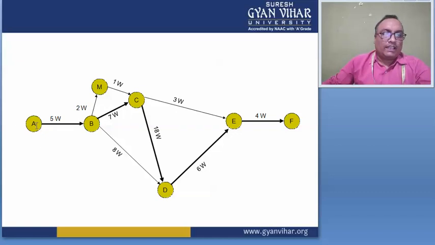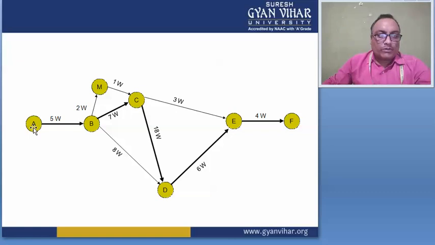The second path is A, B, D, E, F. What is the time taken for this path? 5 weeks, 8 weeks, 6 weeks and 4 weeks. 5 plus 8 is 13, 13 plus 6 is 19, 19 plus 4 is 23 weeks. So this is more than the previous path, and the previous one is less. Then move to one more path.